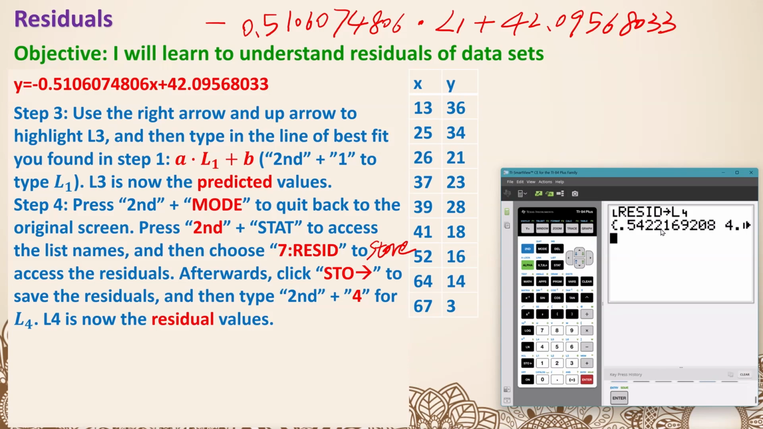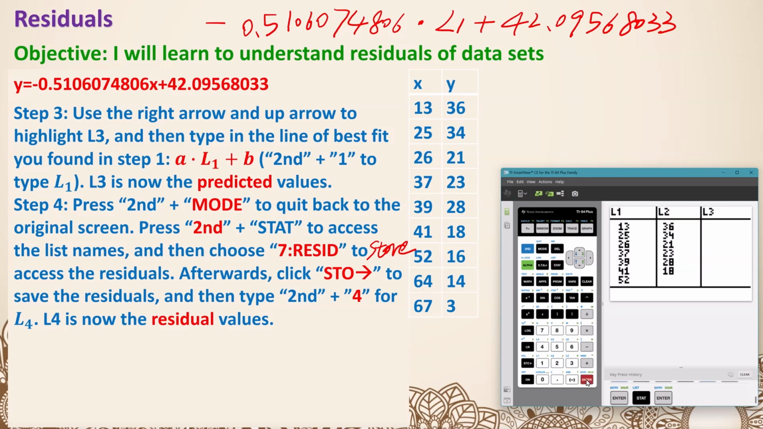Now you see a whole list of numbers, and that is everything in L4. But to see it better in a table, you just go stat and edit again. And you can see every single number is in L4. So L4 now is going to be the residual values. There you go. Now, the other thing that we have learned yesterday, to find these values manually, we can use L2 minus L3. It was the y values minus the predicted value. It was the observed values minus the predicted values.